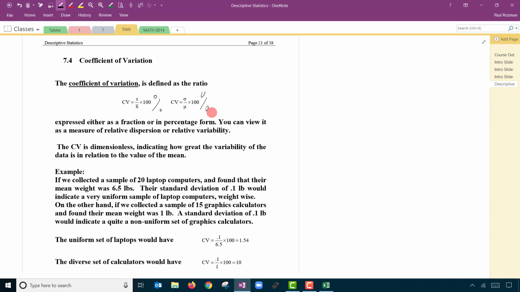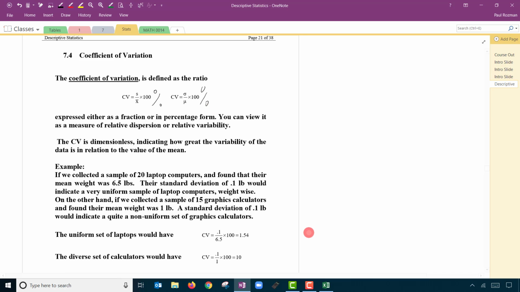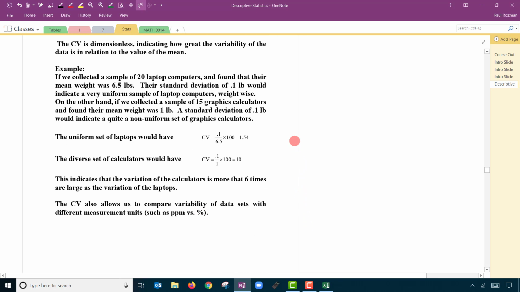You know, was the variability on your midterm more or less than the variability of the number of people that became pirates in the last 20 years? I mean, those two things are completely unrelated, but I can still compare their relative variability by using CV. Here's a little example.